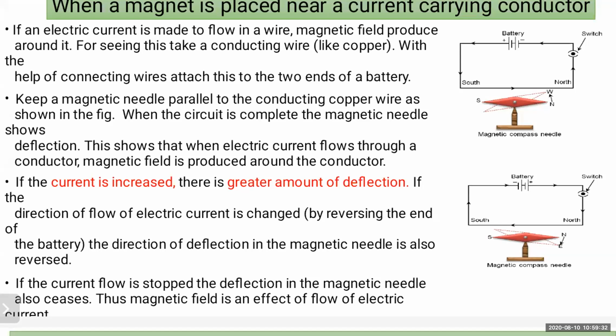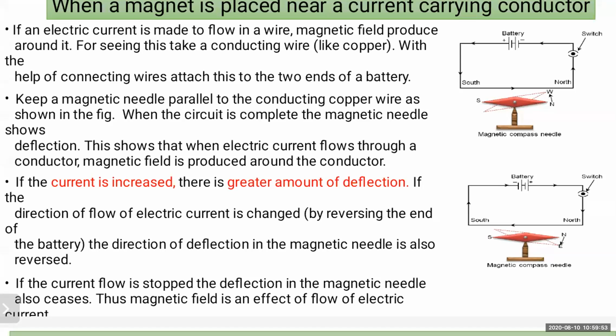So these are the points. When a magnet is placed near a current carrying conductor, what will happen? So this is the experiment. It shows the effect of the magnetic field.